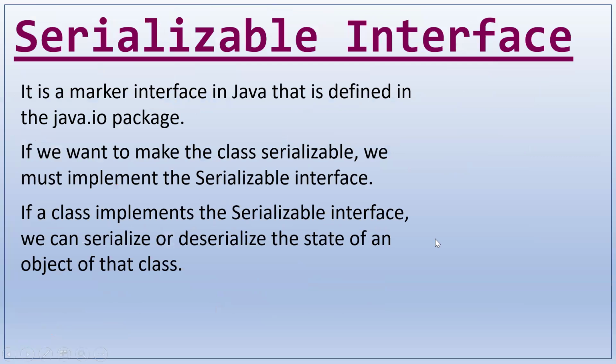The second interface is the Serializable interface, and it is also a marker interface, available in the java.io package. What is the purpose of this? If you want the objects of your class to be serialized and deserialized, you must implement this Serializable interface. You simply implement this interface, and after that you will be able to serialize and deserialize the state of an object of your class.